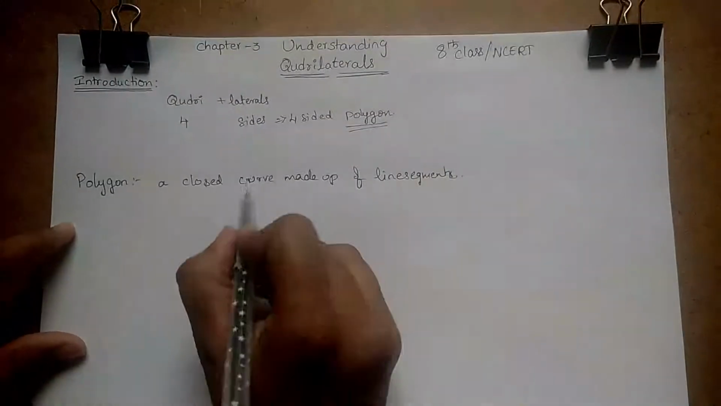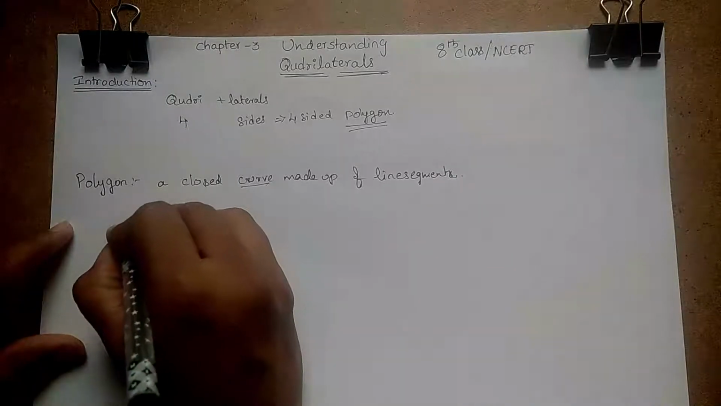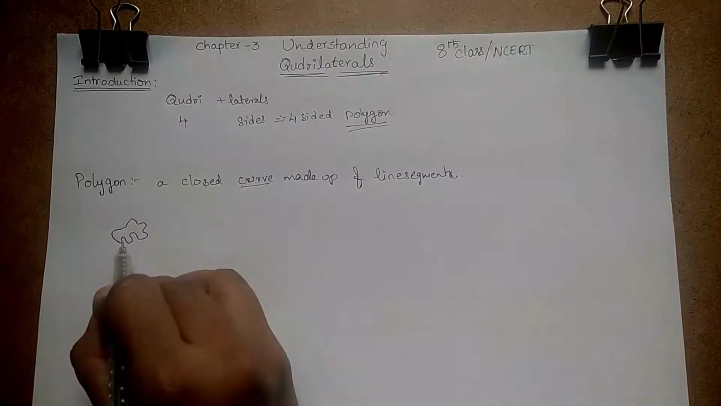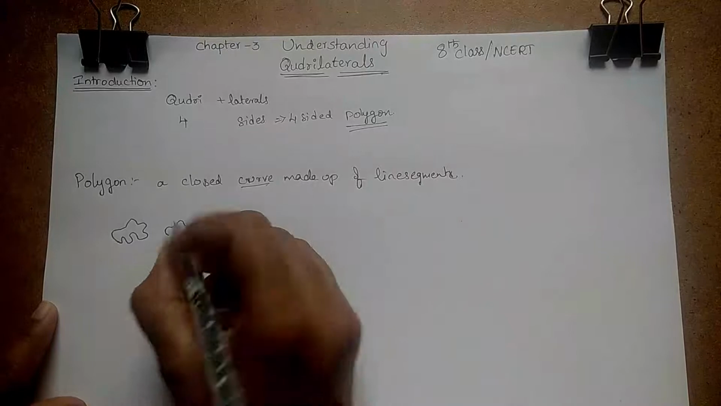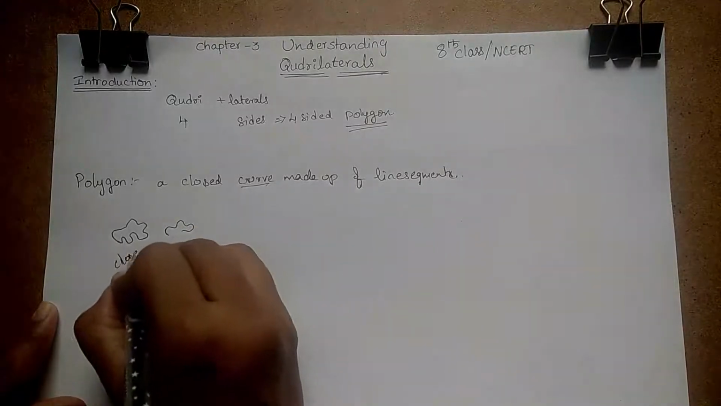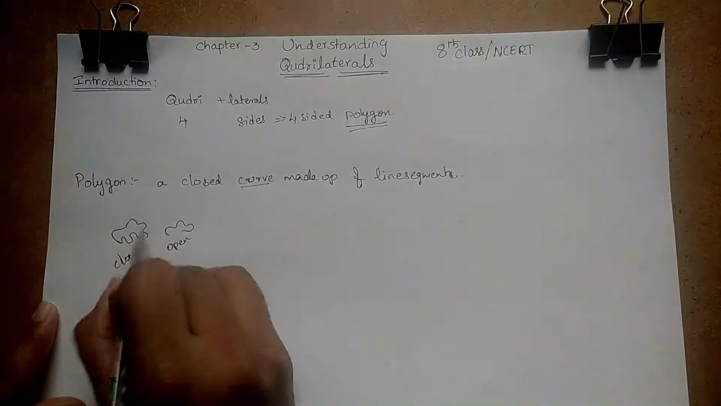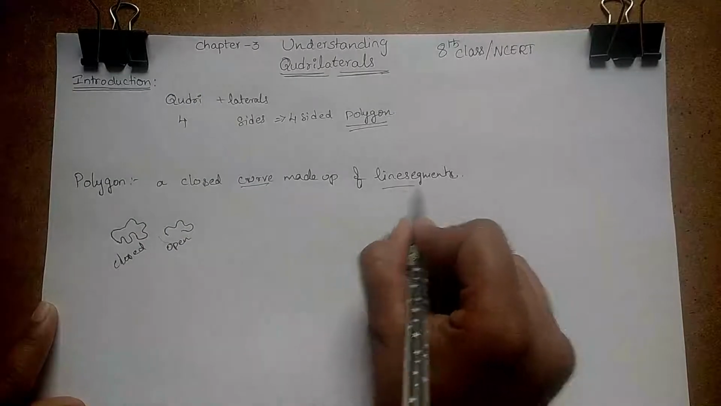Here we know about the curve. It means if you start with a pen or a pencil and draw continuously without restricting it, it is a curve. This is a closed curve, and if you take it like this, it is an open curve. But here there is no chance of line segments. If you take a polygon, there are line segments.